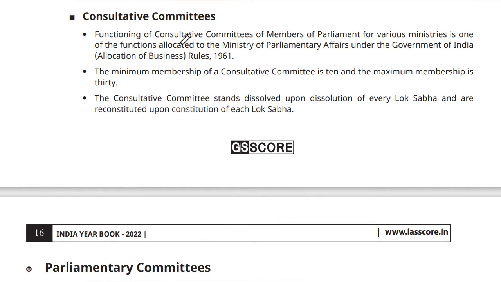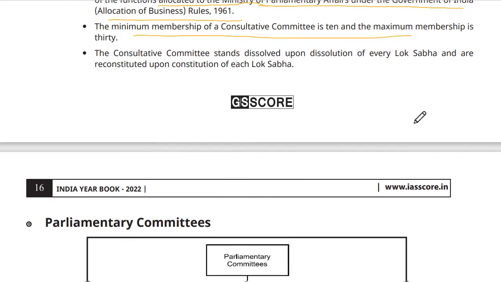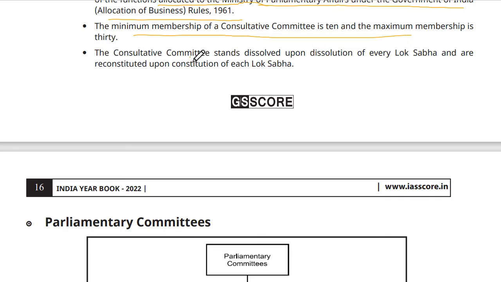Consultative committees. Functioning of the consultative committees of Members of Parliament for various ministries is one of the functions allocated to the Ministry of Parliamentary Affairs under the Government of India Allocation of Business Rules, 1961. The minimum membership of a consultative committee is 10 and the maximum membership is 30. The consultative committee stands dissolved upon the dissolution of every Lok Sabha and is reconstituted upon the constitution of each Lok Sabha.